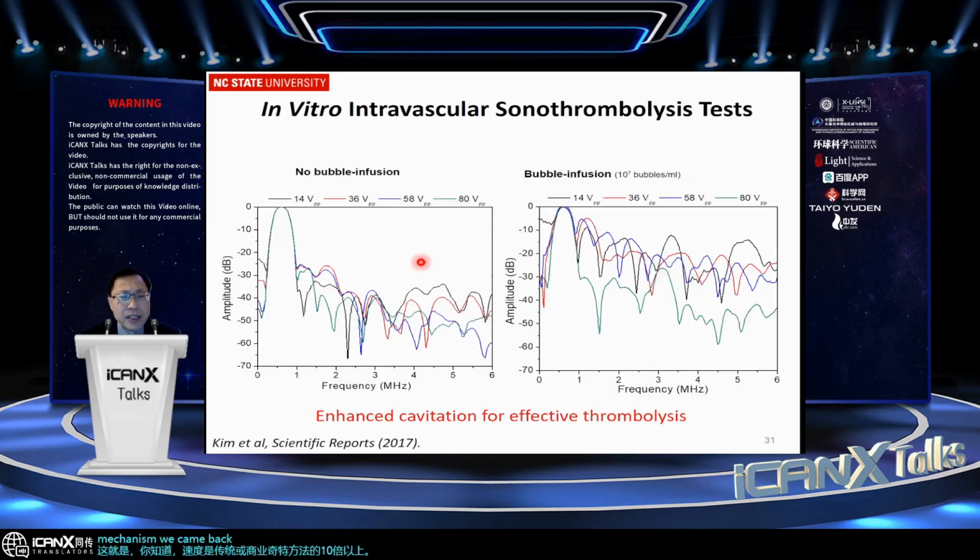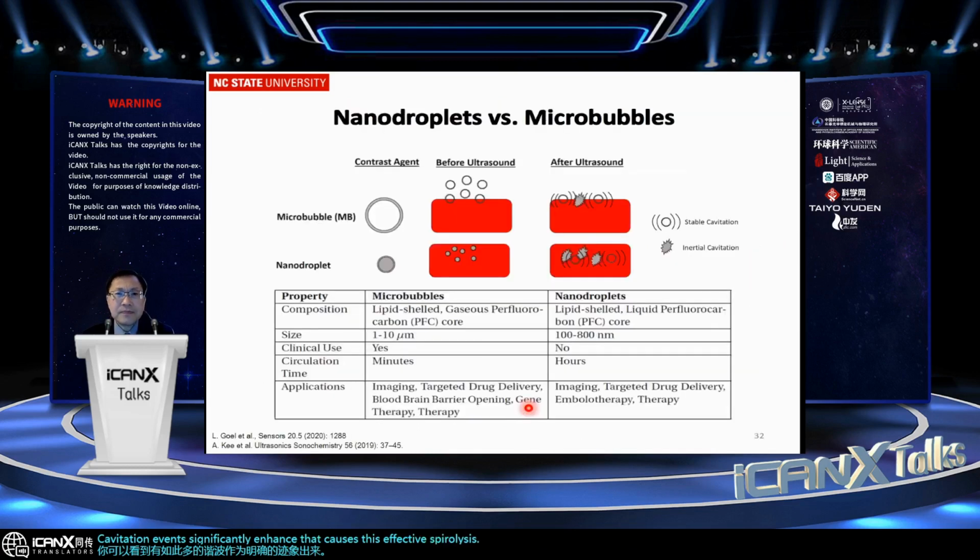Mechanism: we came back to detect the cavitation without microbubble infusion. We see the clear natural mode here is about 700 kilohertz, right? But after we have microbubbles infused, we did the cavitation. You see there are so many harmonics coming out. That's a clear indication that cavitation events significantly enhance this effective thrombolysis result.